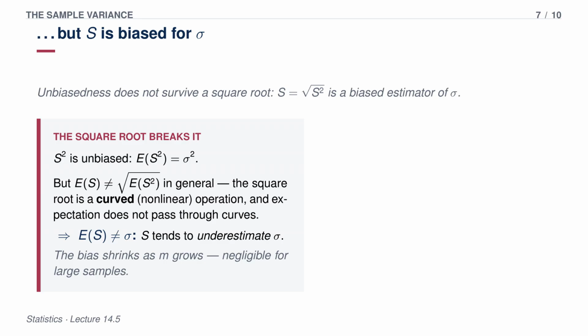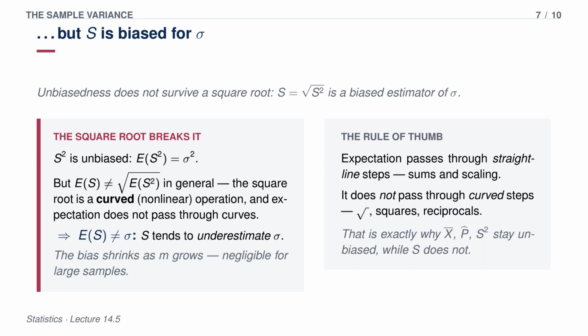And here's the rule of thumb to carry out of this whole episode. Expectation passes cleanly through straight line steps, adding, scaling. It does not pass through curved steps: square roots, squaring, reciprocals. That single fact is exactly why x bar, p hat, and s squared stay unbiased, while s slips.